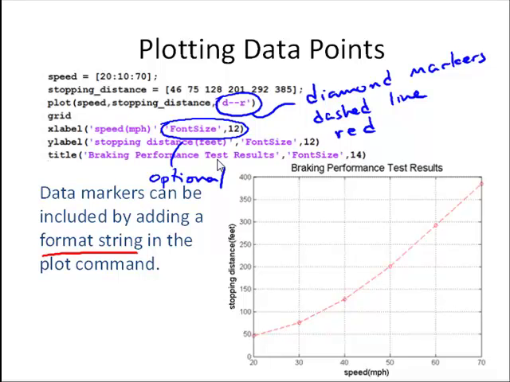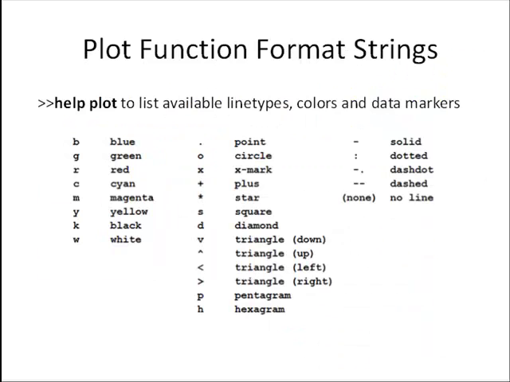So let's talk more about that formatting string. You might wonder, how do we know all the different options that MATLAB has for formatting? We can type help plot in the command window, and along with all the other information about the plot function, it will give you a table that lists available line types, colors, and data markers. So we have all these different colors, different data markers, and different line types.